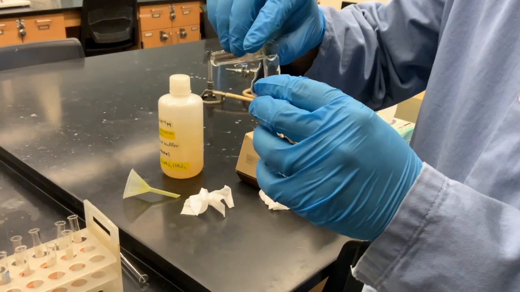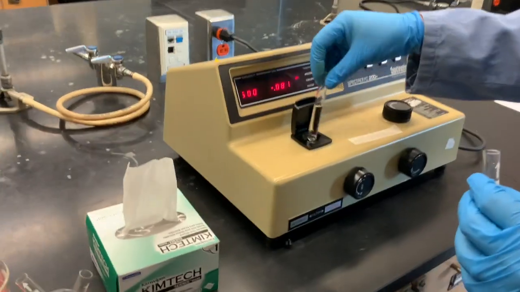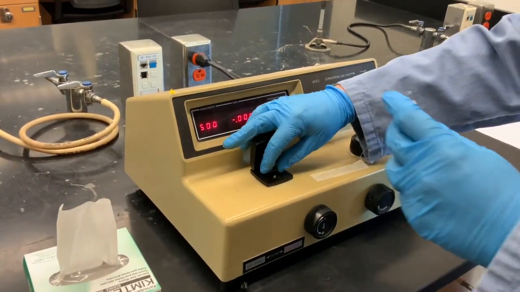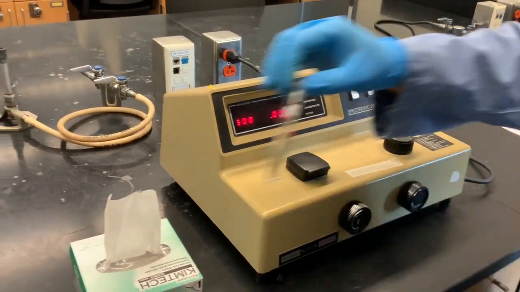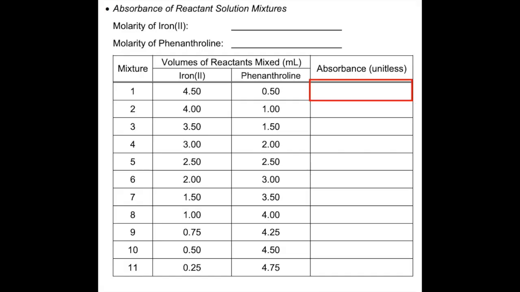To do that, we transfer solution number 1 to a clean cuvette. We then blank the spec using the phenanthroline solution again. We take the blank out and put the cuvette containing solution number 1 in. The absorbance is recorded on our first mixture row. We repeat these steps until all the absorbance values are recorded. Keep in mind that your instructor will provide the rest of the data values for you.